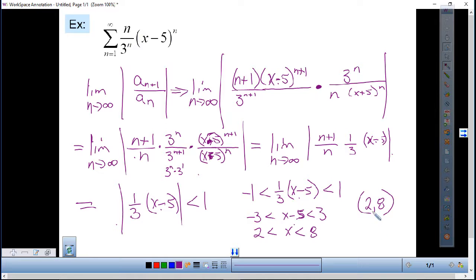So what is your radius? Well, remember, all you're doing to find the radius is you're finding the width or the length of your interval and dividing it by 2. So 8 minus 2 gives you 6, and half of 6 gives you 3. So it has a radius of convergence of 3.